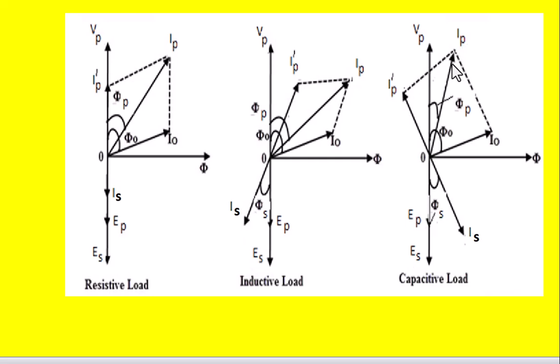Now the angle between this IP and Vp or V1 and I1 is called the transformer power factor angle, whereas the angle between I0 and Vp is called the no load power factor angle, and the angle between Is and Es is nothing but phi s.